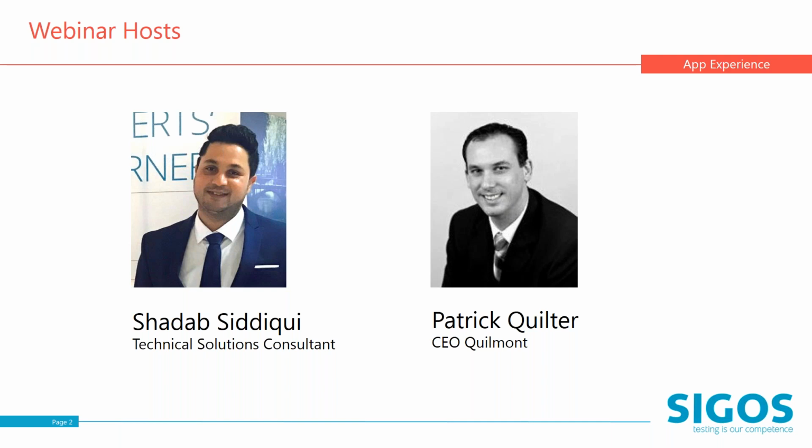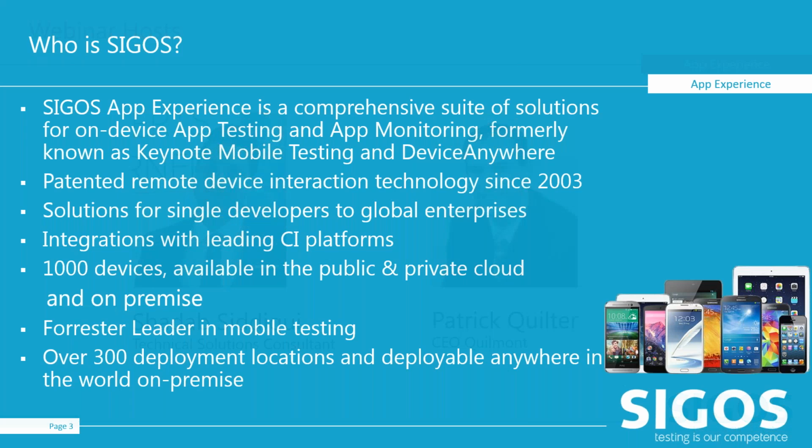So before we start, let's talk about Sego's. Sego's has a product line, App Experience, that provides a comprehensive suite of solutions for on-device app testing and app monitoring. Many of you might be aware of the names Device Anywhere and Keynote Mobile Testing. Yes, these were our former names.